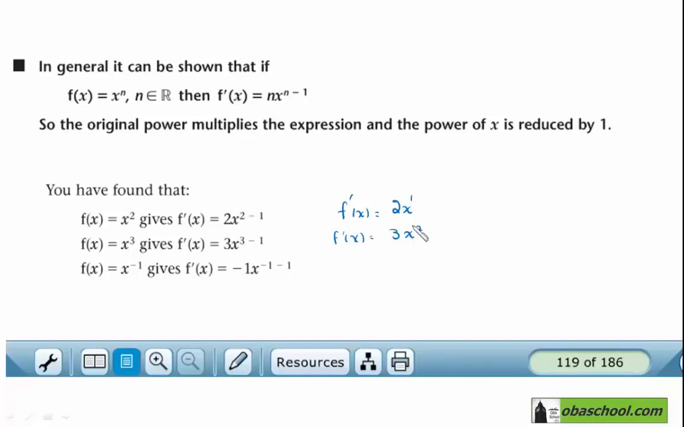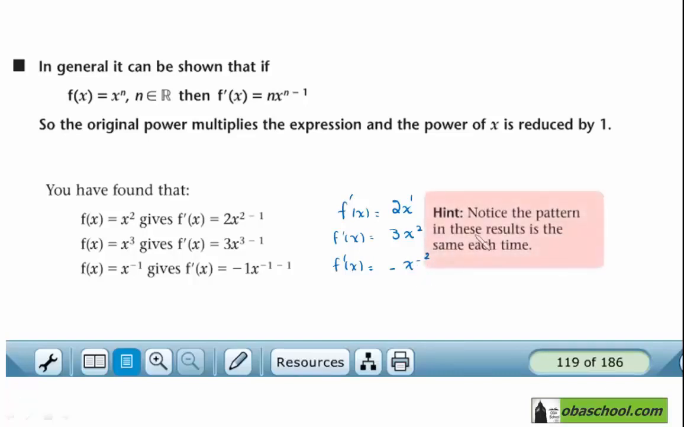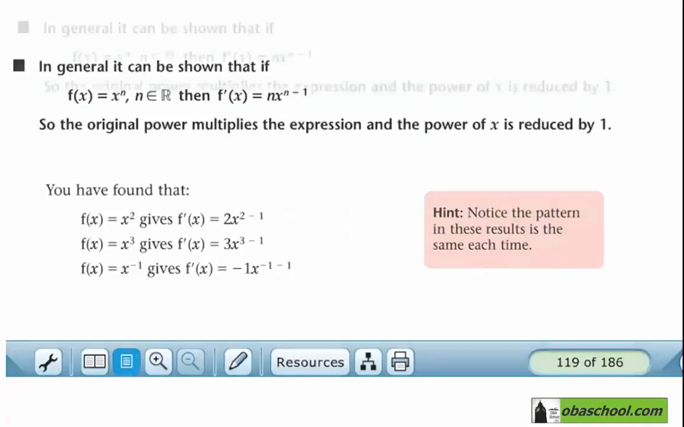That gives 3x squared. Then for f of x equal x to the power minus 1, or 1 over x, it gives us n, which is minus 1, multiplied by x to the power minus 1, and we reduce the power by 1, so minus 1 minus 1 is going to be minus 2. Notice the pattern in these results is the same each time, and the formula is applicable.